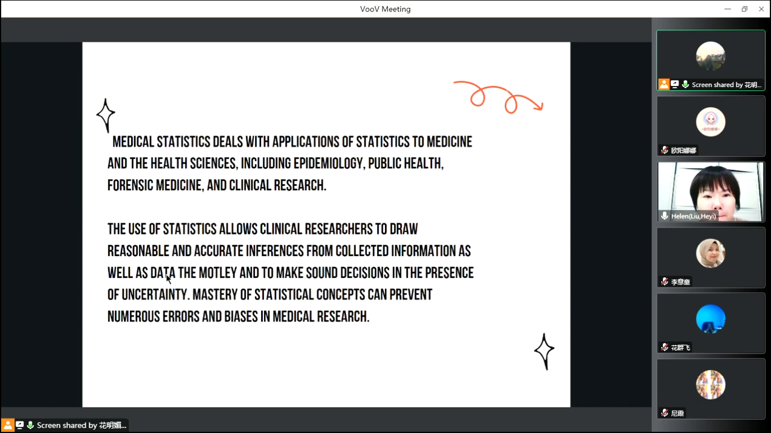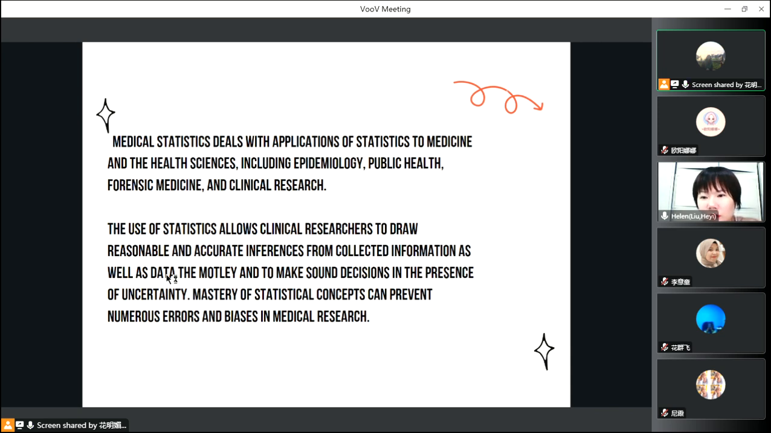Medical statistics deals with the application of statistics to medicine and the health sciences, including epidemiology, public health, forensic medicine, and clinical research. The use of statistics allows clinical research to draw reasonable and accurate inferences from collected information, as well as the data, and to make sound decisions in the presence of uncertainty. And mastery of statistical concepts can prevent numerous errors and biases in medical research.